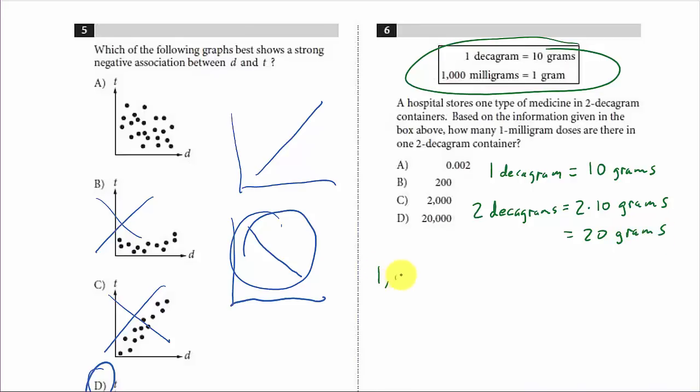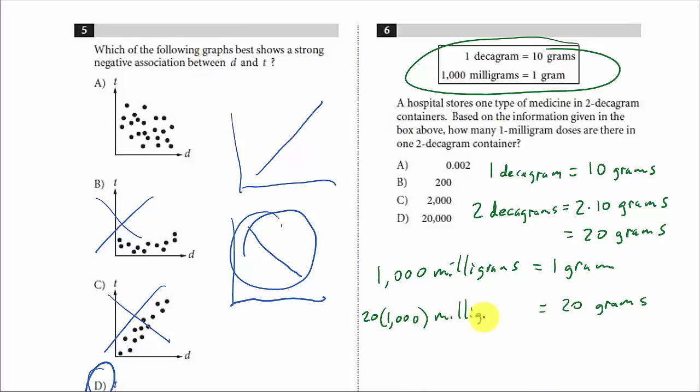And then we have 1,000 milligrams, okay, is equal to 1 gram. All right, so we have 20 grams. So let's go ahead and write that over here. 20 grams is equal to what? 20 times 1,000 milligrams. See, if I multiply this one by 20, I have to multiply this by 20 also. And so that would be 20,000 milligrams.